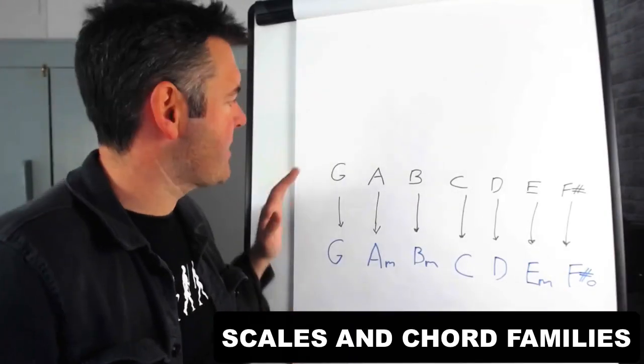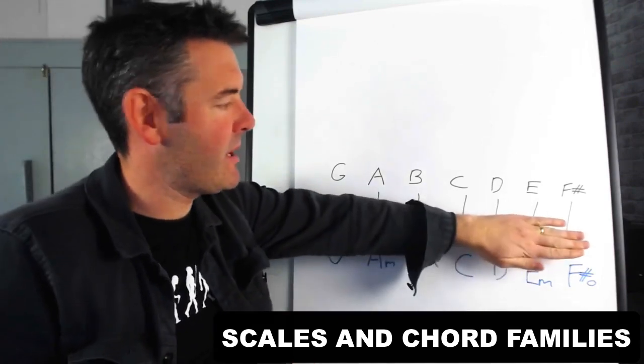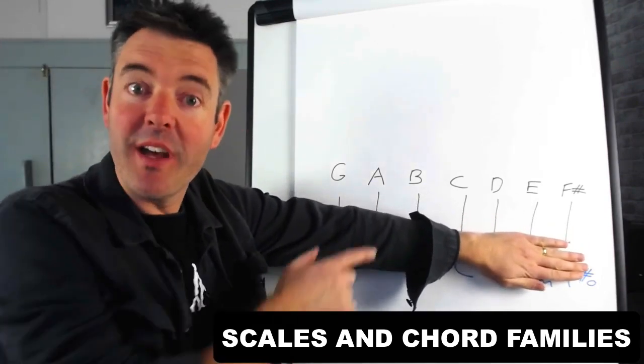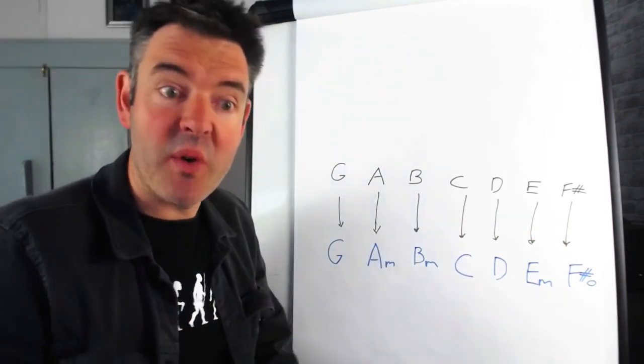Okay, so here are my notes in the G major scale and my chord family written underneath. Now, don't worry about the chord family yet. We're going to get to that in a minute. To start with, let's just look at the notes in the G major scale. Now, the G major scale, like any major scale, has 7 notes in it.